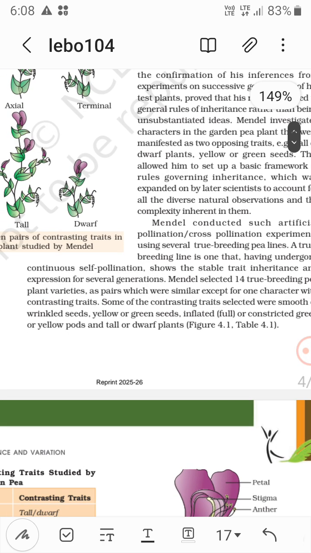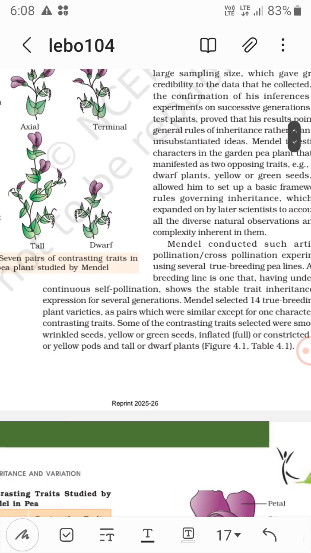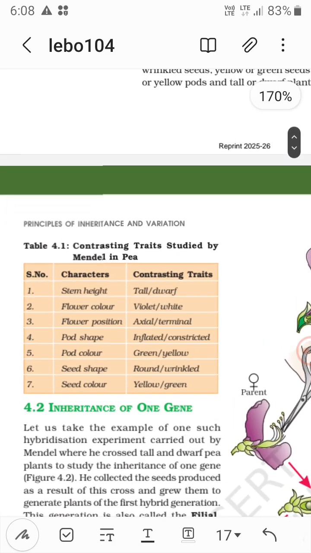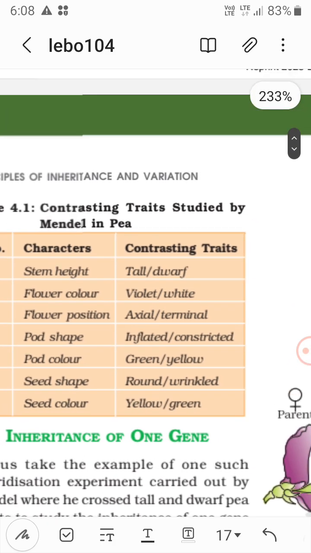Inflated or constricted pods, green or yellow pods, or tall or dwarf plants. Now the contrasting traits studied by Mendel in pea: the characters and contrasting traits.